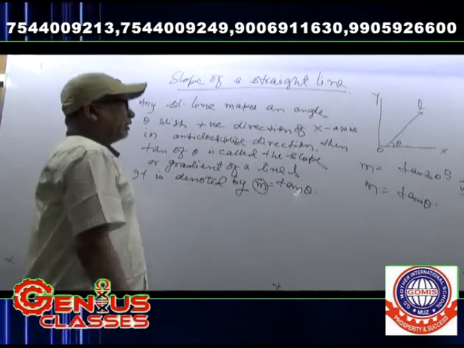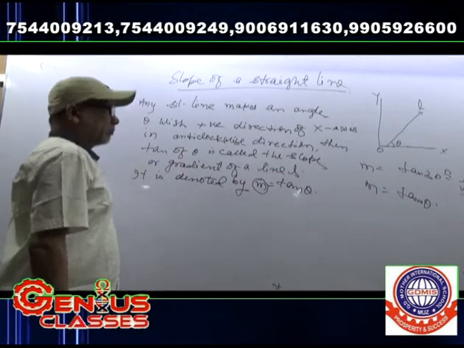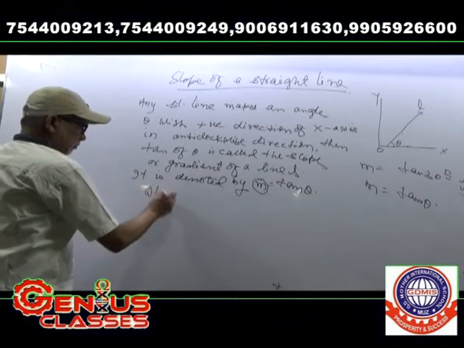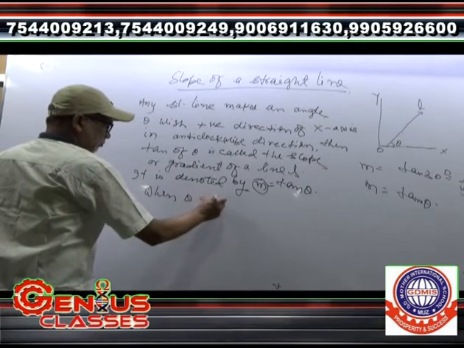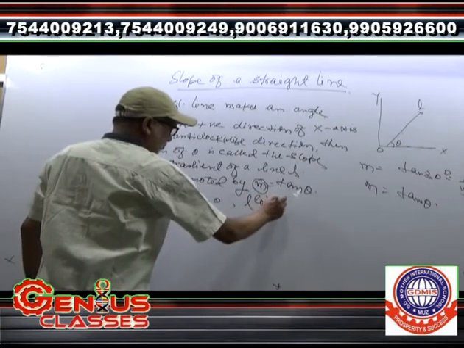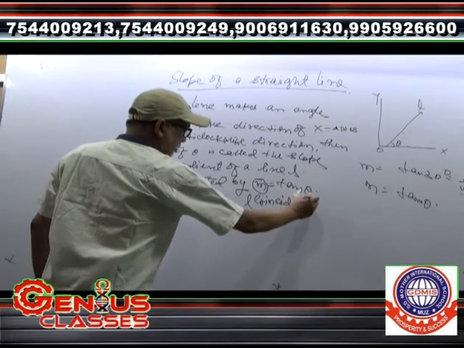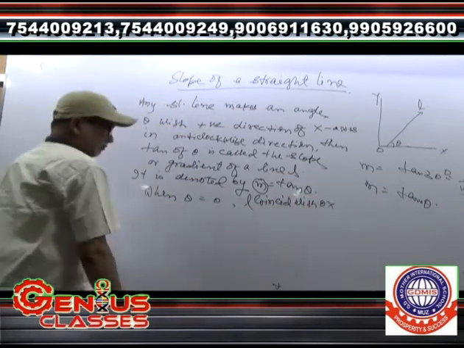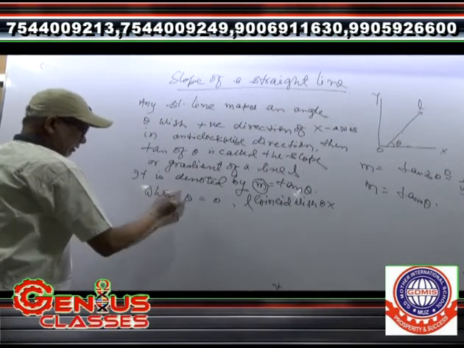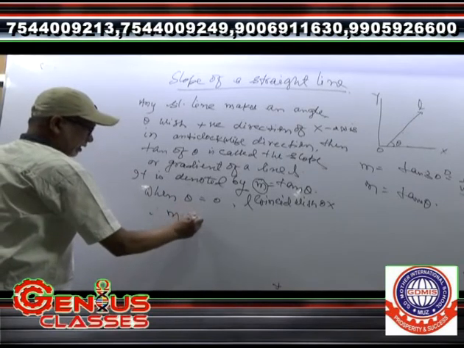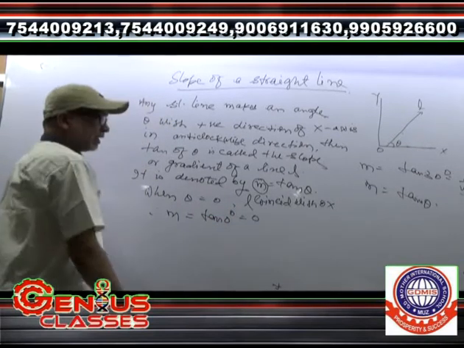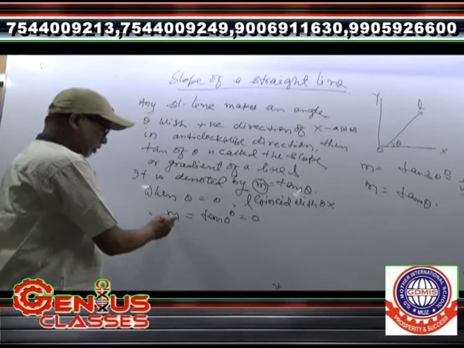अगर थीटा 0 हो जाए, लाइन L कोइंसाइड कर जाएगा x पर, तो थीटा इज इक्वल टू 0. When theta is equal to 0, L coincides with OX. Therefore, m is equal to tan 0 degree is equal to 0. यानी x एक्सिस का स्लोप 0 होता है, m is equal to 0.